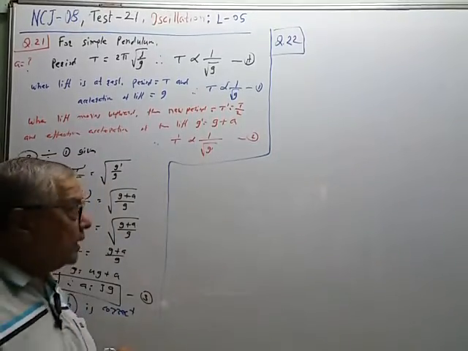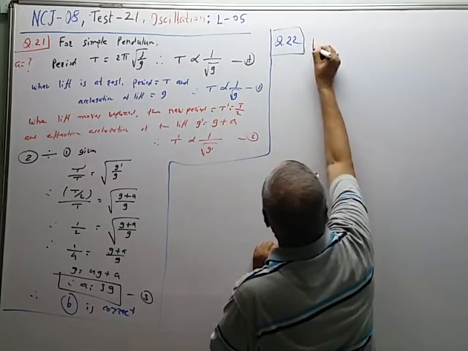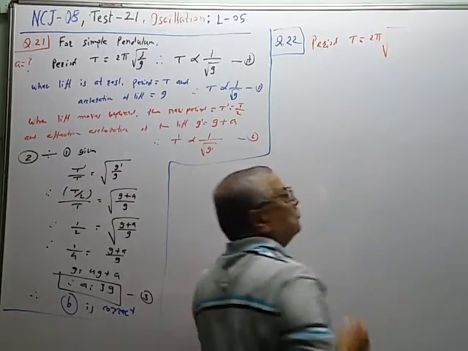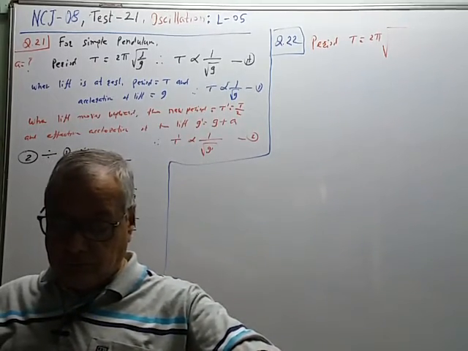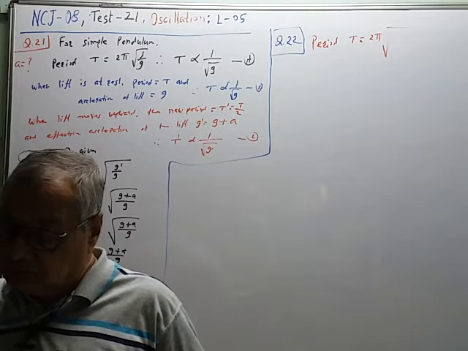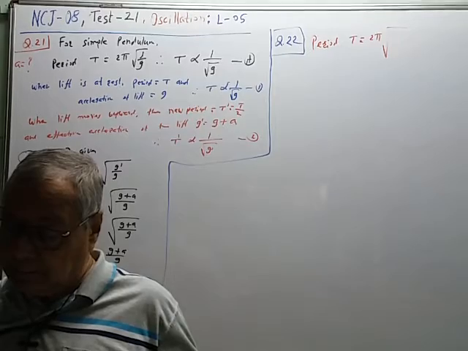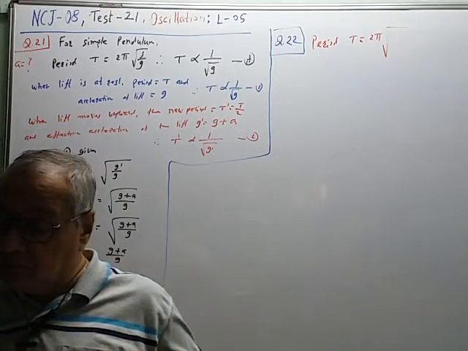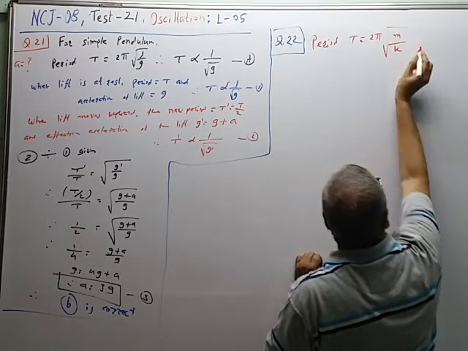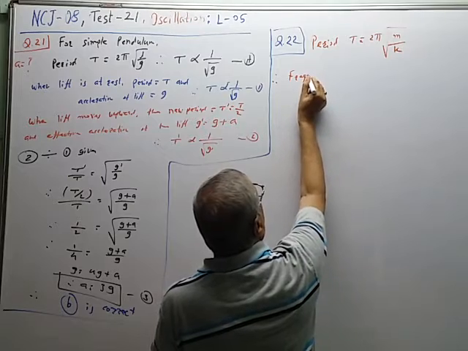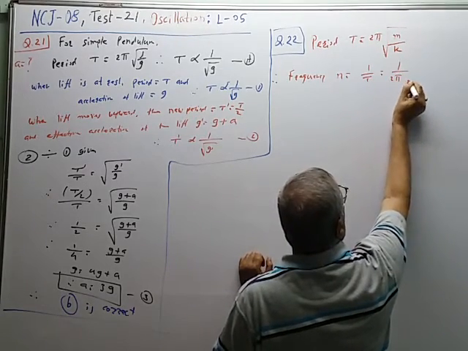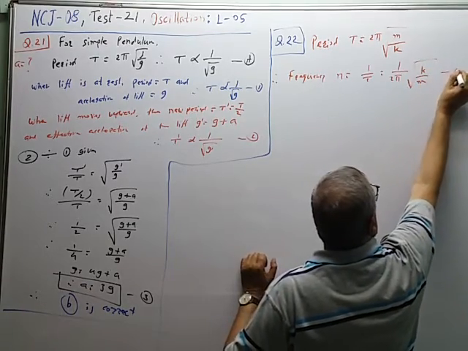So we know the formula for period. Period capital T is equal to 2 pi multiplied by under root m by k, where m is the mass attached. Frequency n is equal to 1 upon T, which is 1 upon 2 pi multiplied by under root k by m. So this is equation 1.